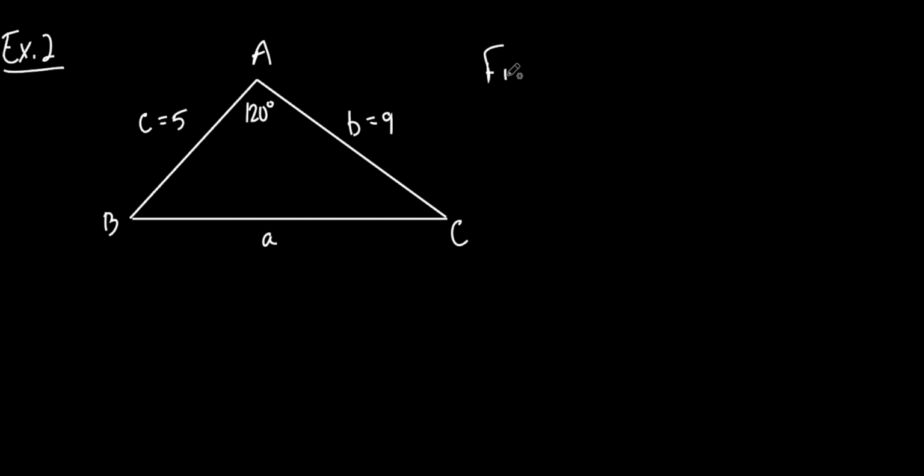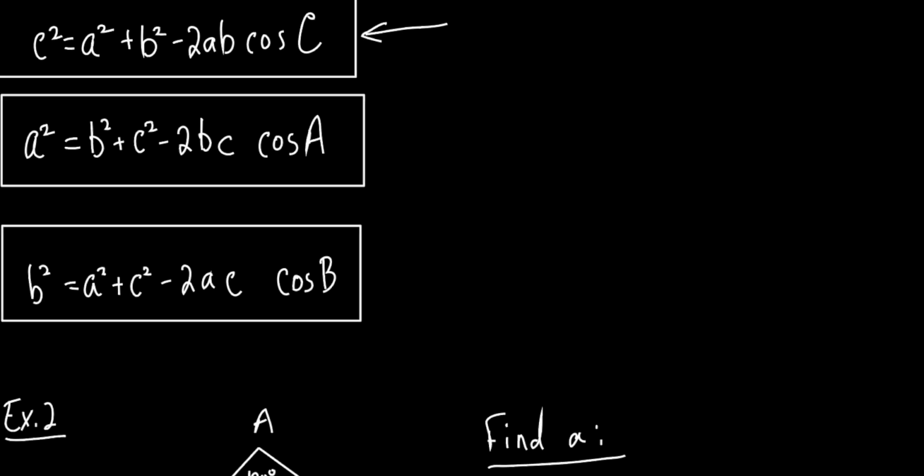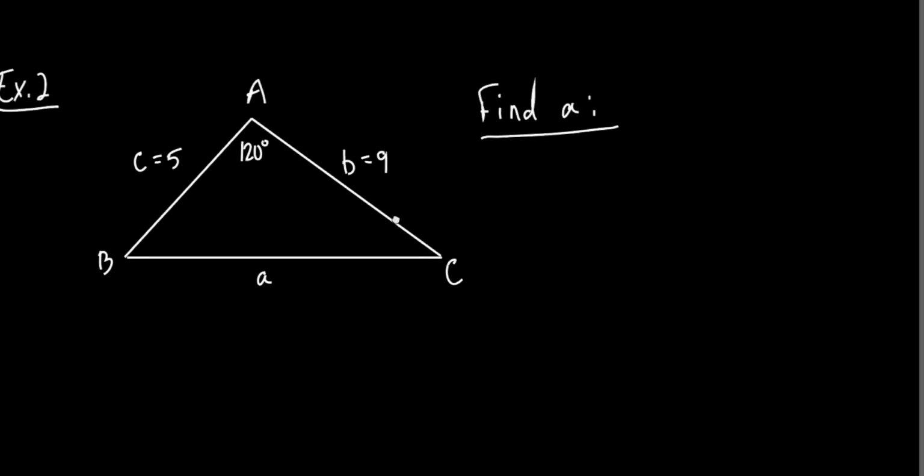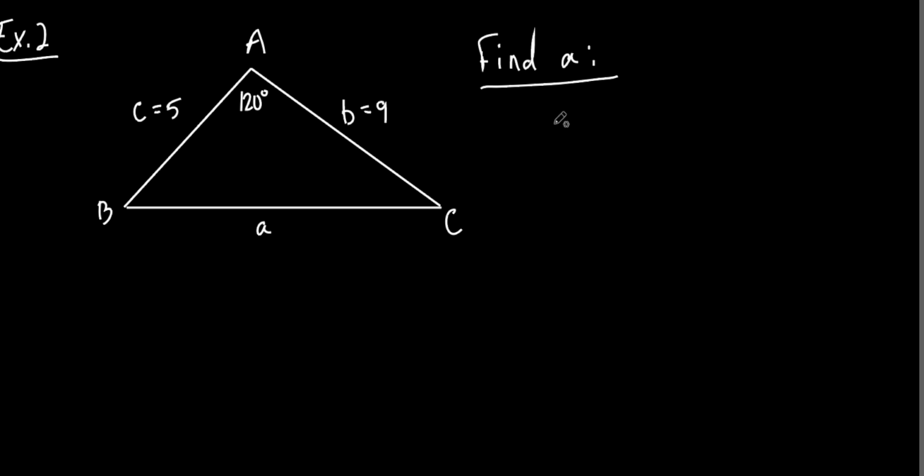Let's find A first. And we're going to use the law of cosines to find it. So, you could go back and say, okay, what's my version of it? I'm solving for A, so you could use this middle version right there, A squared. So let's just write it down like that. A squared is equal to B squared plus C squared minus 2BC cosine of A.